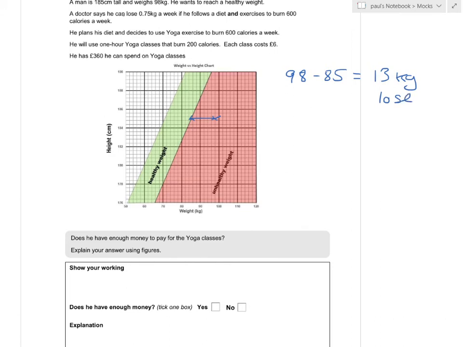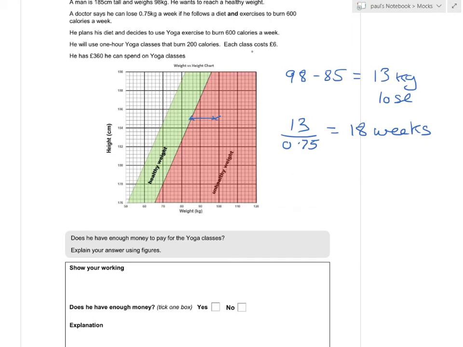Now, he can lose 0.75 kilo a week. So let's work out how many weeks this is going to take him. So 13 kilos divided by 0.75 is 17.3. So we'll call that 18 weeks. He will use 1 hour yoga classes that burn 200 calories.